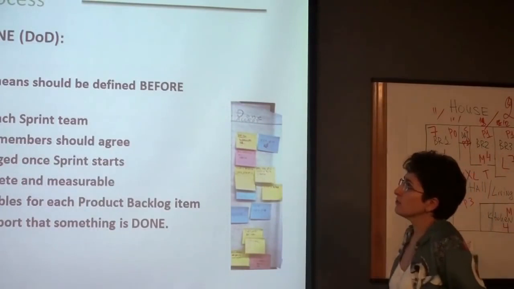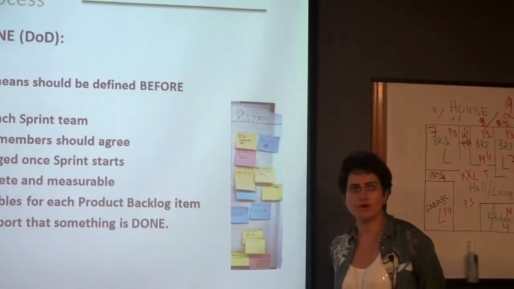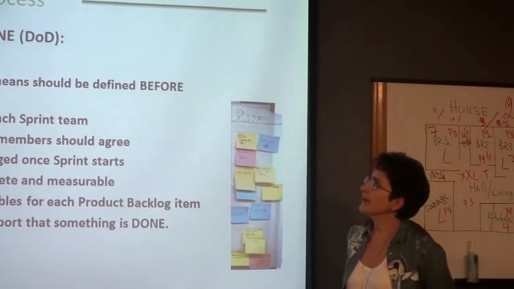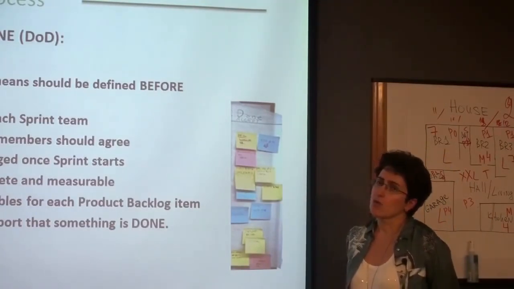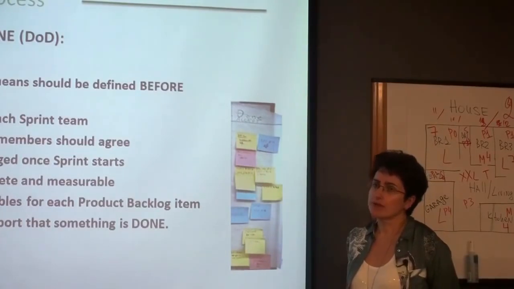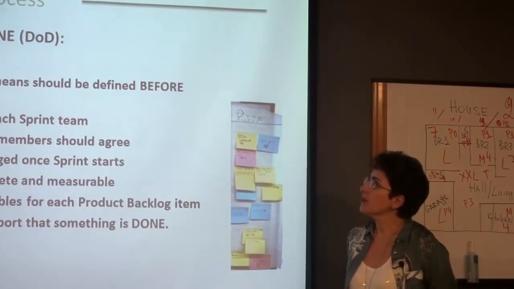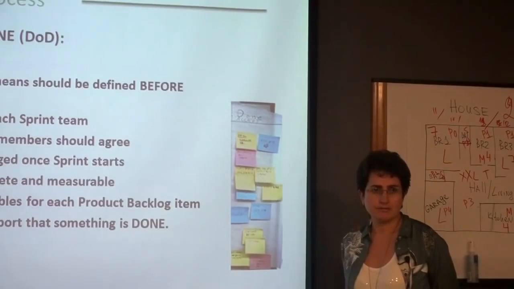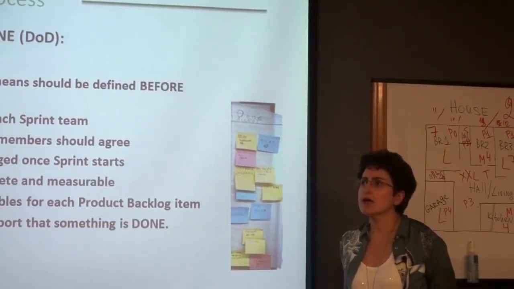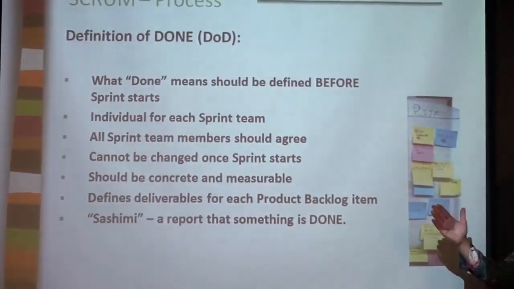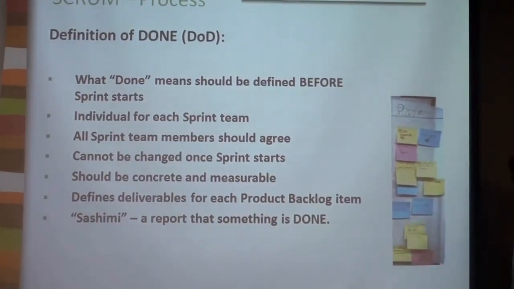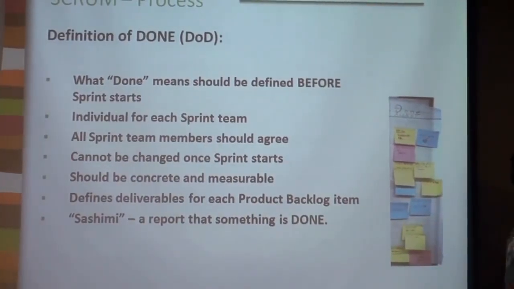Definition of done, or DoD, is another Scrum term that you should know. What it means is that your criteria of done should be defined before you start your sprint. So basically, once you have the sprint backlog defined, for each feature that you take into the sprint, you should define what done means for this particular feature.